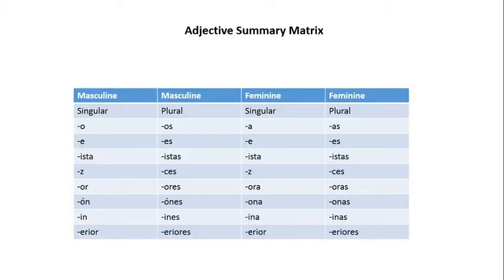What you have here is what I call an adjective summary matrix. All the rules that I gave you before are summarized in this matrix. For some, it's easier to remember the rules. For others, it's easier to remember the table. Whichever works for you, I provided this for your ease of use.